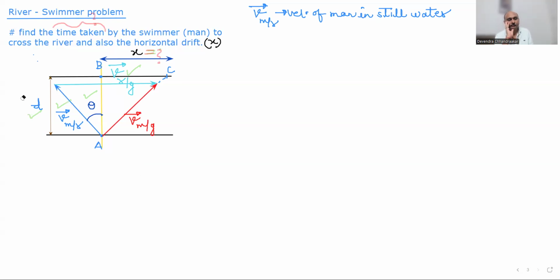Now, first thing what we will do, it's the same thing what we did in projectile motion. If you remember, first thing what we did was we wrote all the velocities as a sum of their components along x and y axis. So VMR, this is VMR. The component of VMR is VMR sine theta minus i cap and VMR cos theta plus j cap. Yes or no?